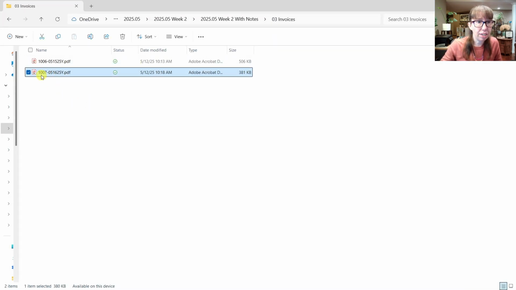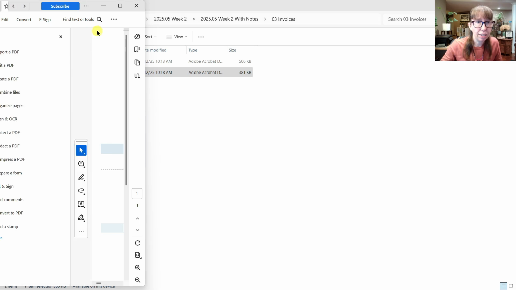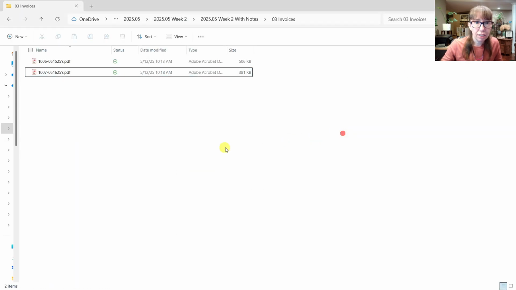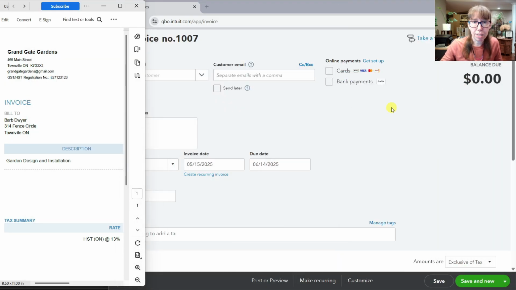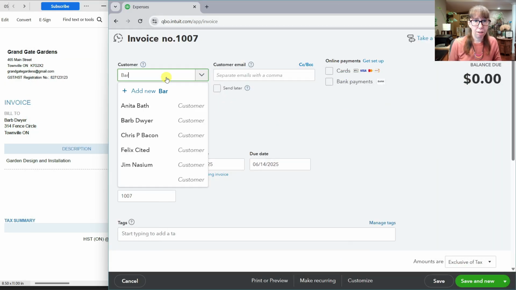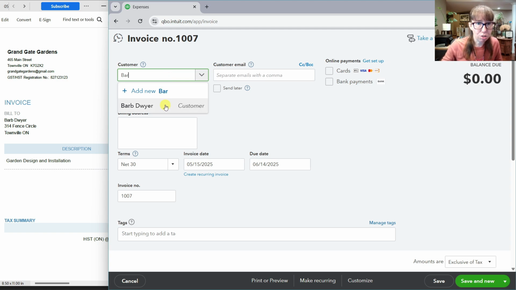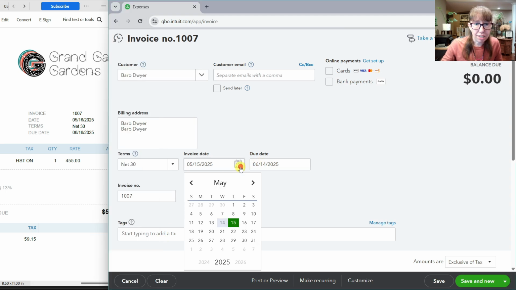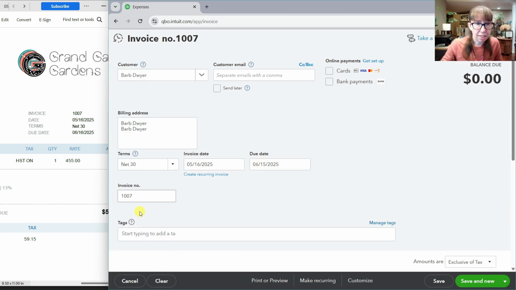Looking at the next one, it's 1007. And this one is to Barb Dwyer on Fence Circle. So let's go ahead and put Barb's in. Oh, she already is a customer, so she's already got another invoice out there. So she probably had a little extra work done. And that's dated May 16th, 1007.